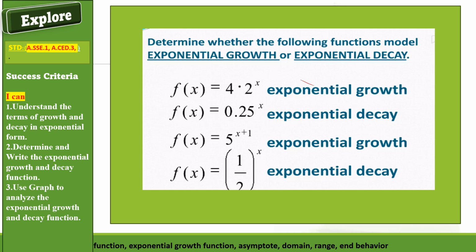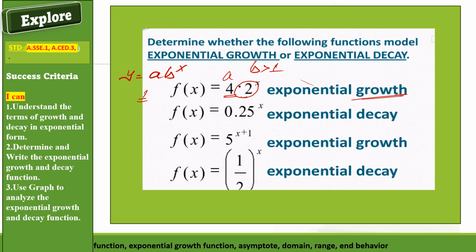Have a look over here. Keep in mind that the main formula is a times b to the power of x. So in the first example, what have you seen? 4 is your a value, 2 to the power of x, so 2 is the b. And what is the value of b? It is 2, which means it is greater than 1. So what do we have? We have exponential growth.